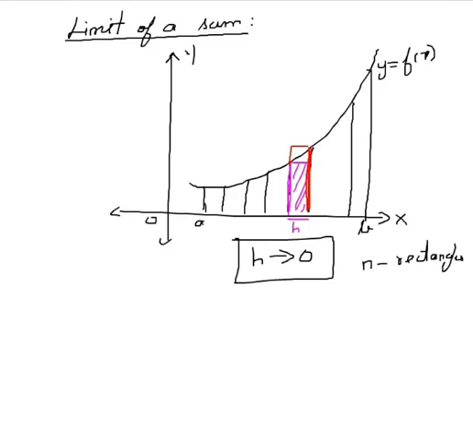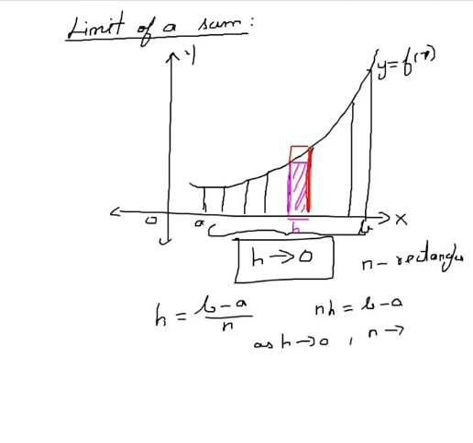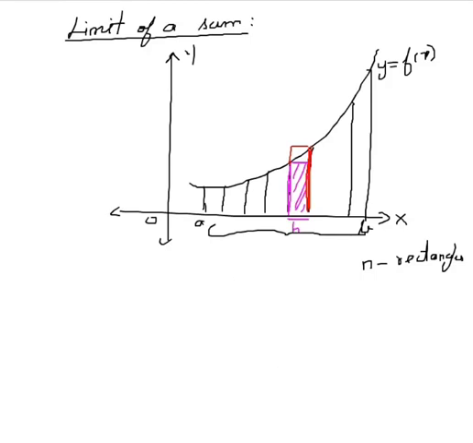So what is the relation between n and h? This length is b minus a. So h will be b minus a by n, where n is the number of rectangles and h is the width of each rectangle. So nh will be b minus a. As h tends to 0, n tends to infinity. Infinite number of rectangles will be there. So as h tends to 0, the strips, the rectangles are becoming narrower. Otherwise, the strips are not rectangles. Let us add all these rectangular areas to get area under the curve.